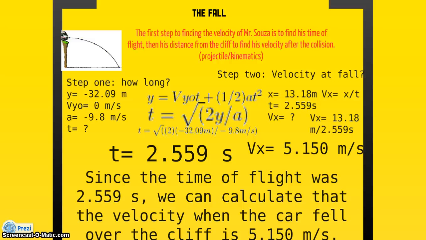And then after that, you must find the horizontal velocity through projectile motion. And to do so, you use the basic velocity equation, which is velocity equals distance over time. And you plug in numbers as shown, which then makes velocity come out to be 5.150 meters per second.